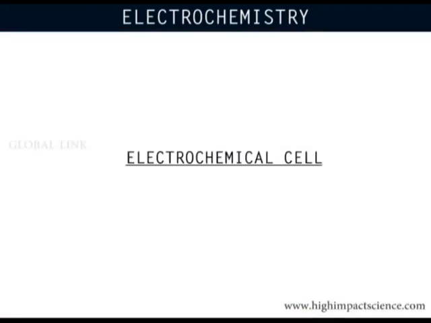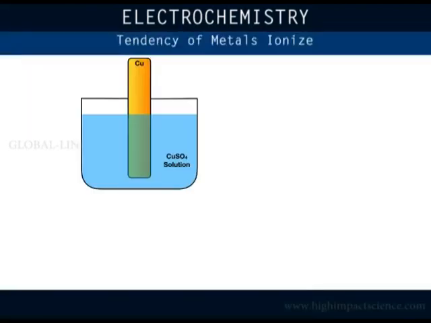Next, we have electrochemical cell. Now, consider a copper rod dipped in a solution of copper 2 sulfate. When a metal rod is dipped in an aqueous solution of its ions, some of its surface atoms lose electrons and go into solution as ions. The lost electrons, however, remain on the metal surface.